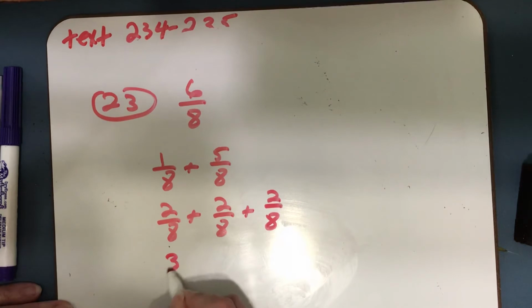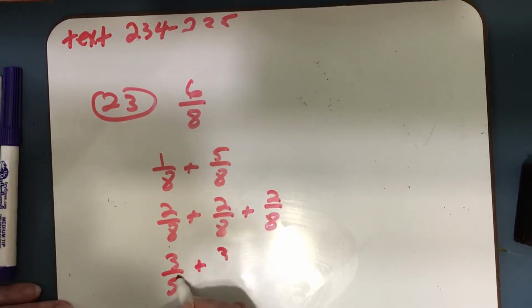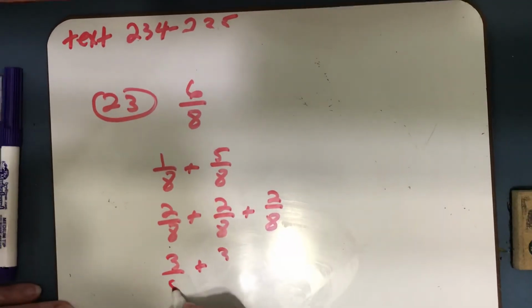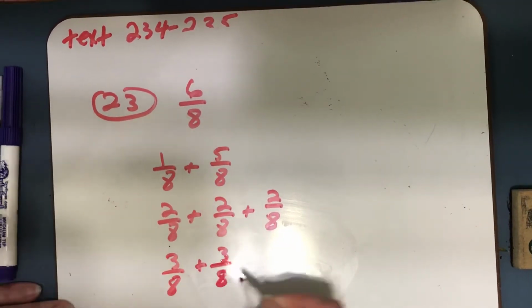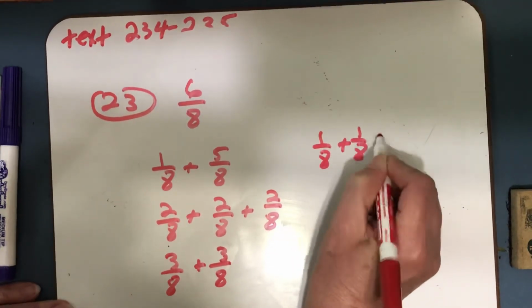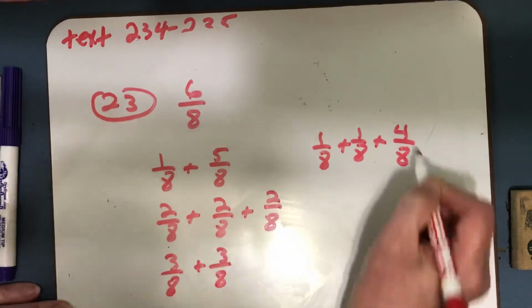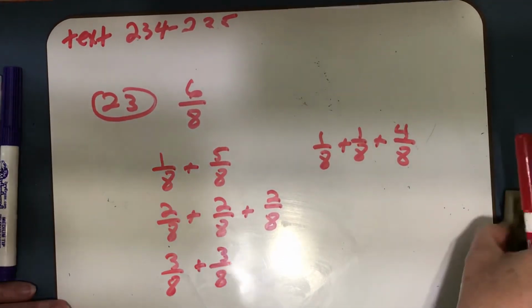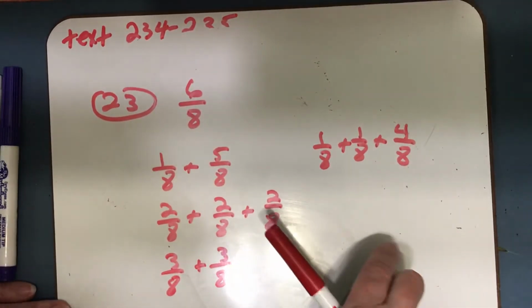I can do 3/8 plus 3/8. I can do 1/8 plus 1/8 plus 4/8. Anyway, so that I get 6/8. Okay, lots of different ways. You only have to write one way.